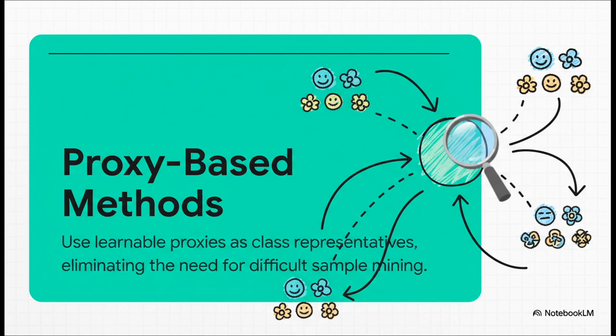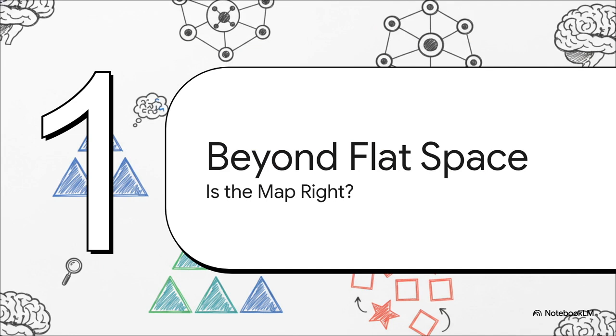Just pull an image closer to its correct proxy and push it away from all the other proxies. It's a much cleaner, way more efficient way of doing things. Okay, so we figured out a smarter way to compare things on our map, but this brings up an even bigger, kind of mind-bending question.